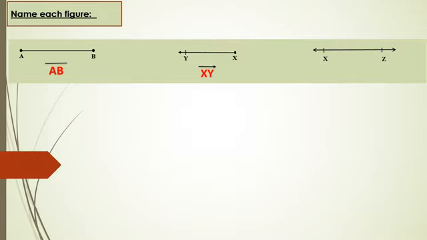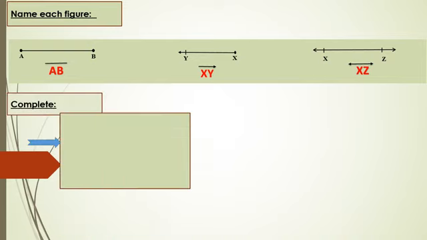The third one, XZ straight line, or we can say ZX straight line. What's the meaning of a straight line? It's a line that has no starting point and no ending point. So its name is XZ straight line or ZX straight line.